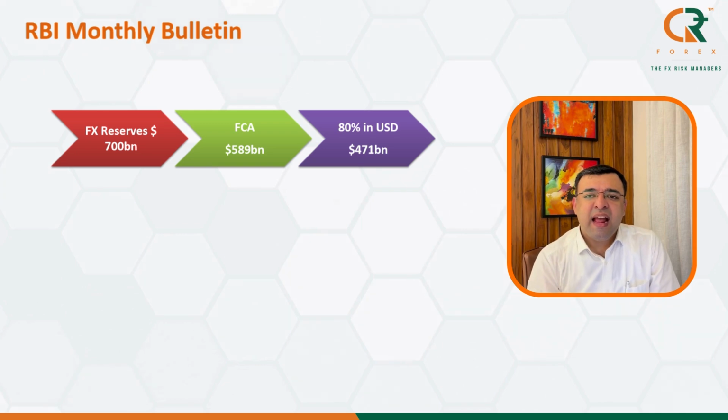Currently RBI has close to $700 billion, out of which close to $589 billion is in foreign currency assets, which includes dollar, euro, pound, and a few other currencies. Other than the 589 billion, it must also have some gold reserves. Out of that $589 billion, they say 75 to 80% is in dollar form. So approximately 471 billion is in dollars.